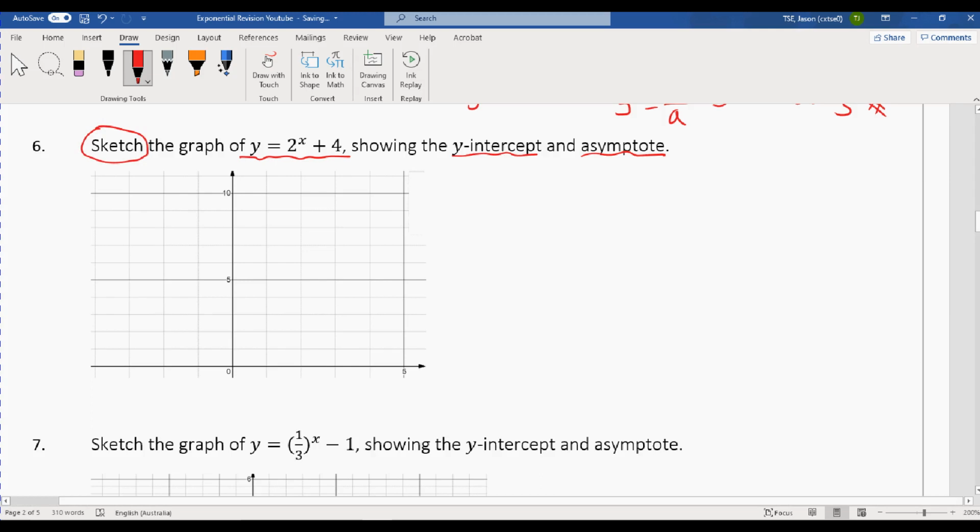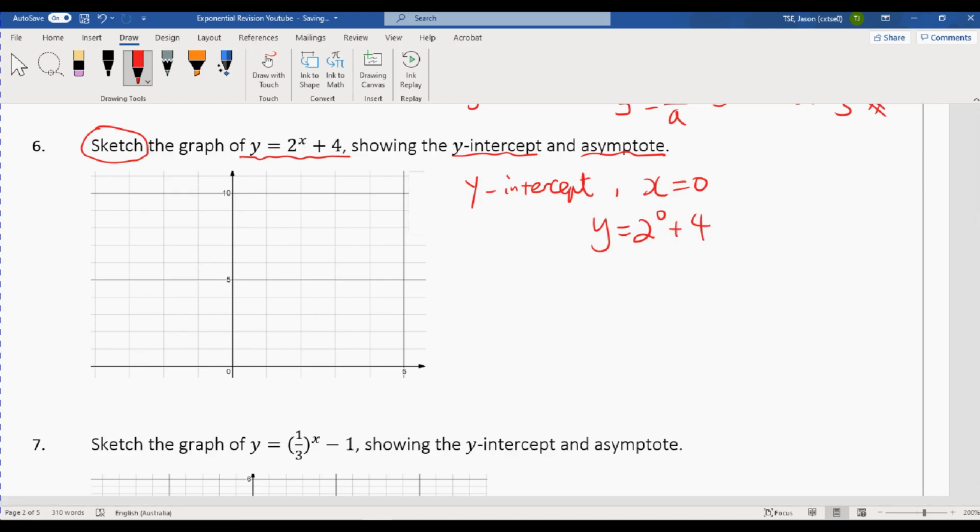So that means there are a few things for us to find out before we sketch the graph. First, let's find the y-intercept. You just put x equals 0, then you have y equals 2 to the power 0. Some people will make a mistake here. They would just think, oh, this would be 0 plus 4. Is that correct? Think. 3 seconds. 1, 2, 3.